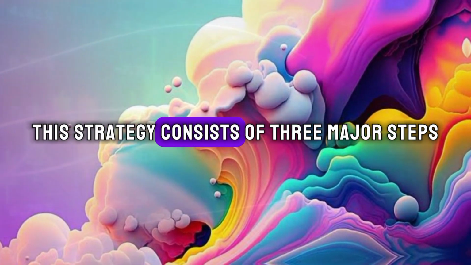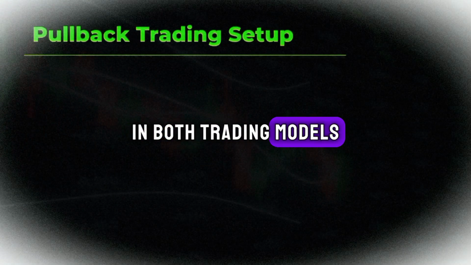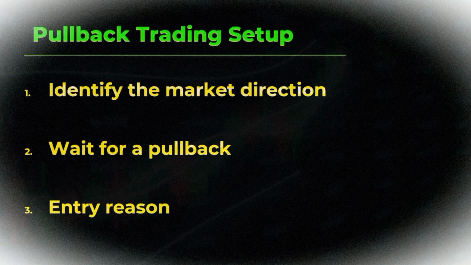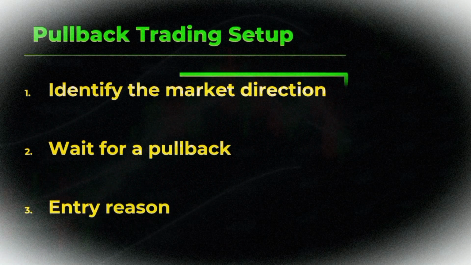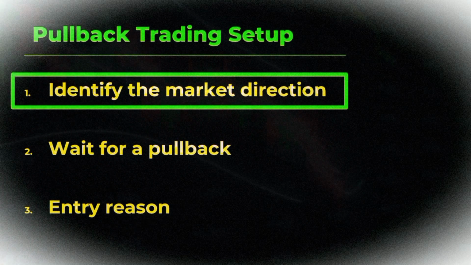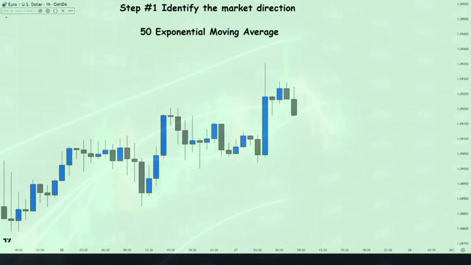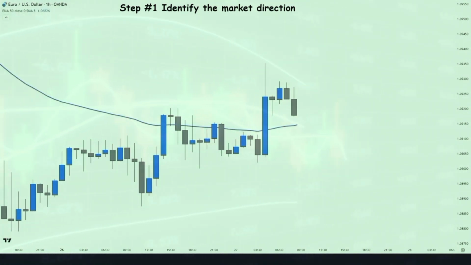This strategy consists of three major steps in both trading models: identifying the market direction, waiting for a pullback, and entry reason. So let's start with the first step, identifying market direction. In this step, we apply a simple concept. Because we want to trade with the controlling side of the market, we do this with the aid of the exponential moving average. So we apply the 50 EMA on the chart and simply wait for the price to break it to one side and create a new high or low.